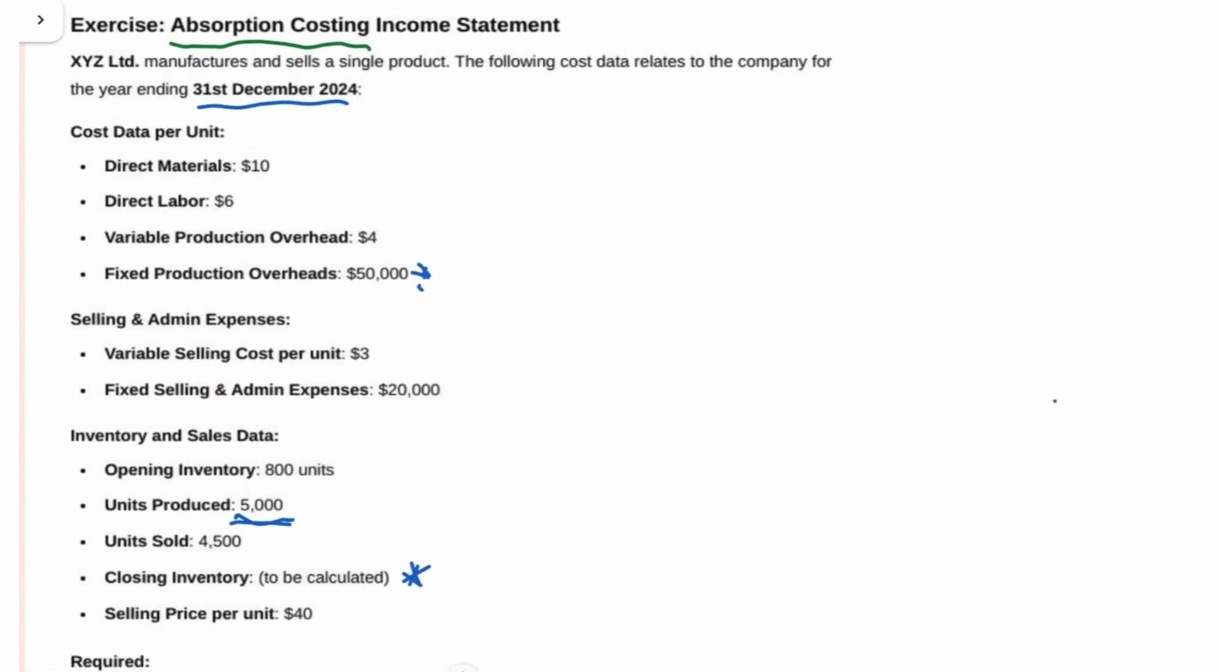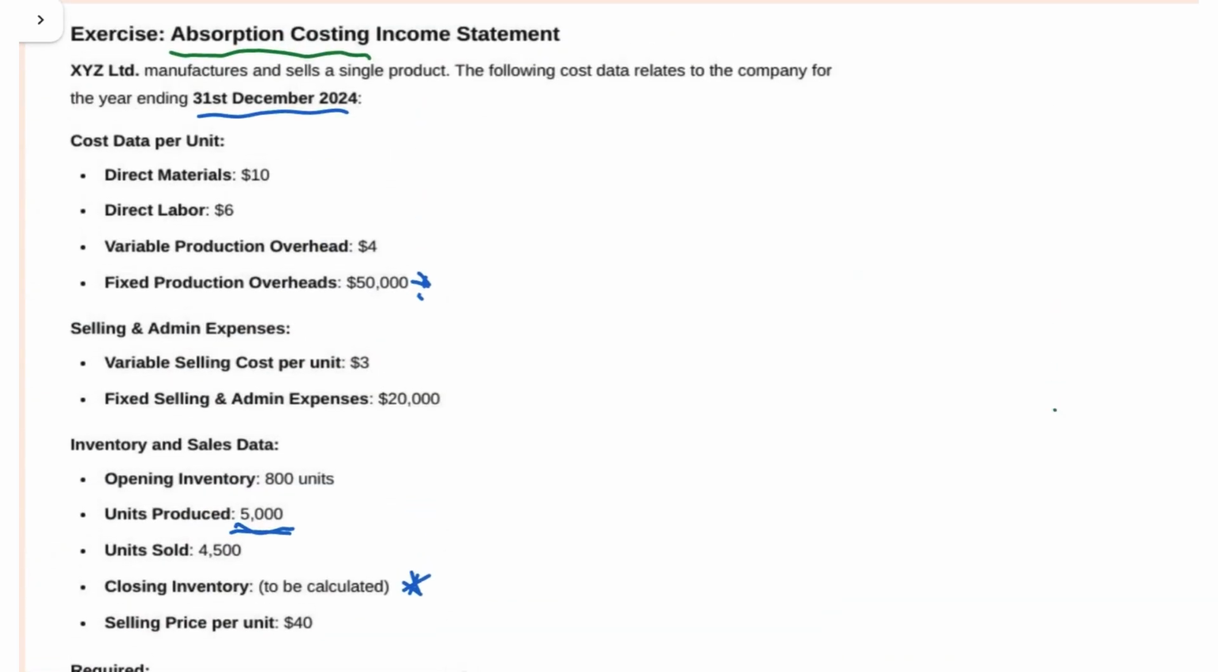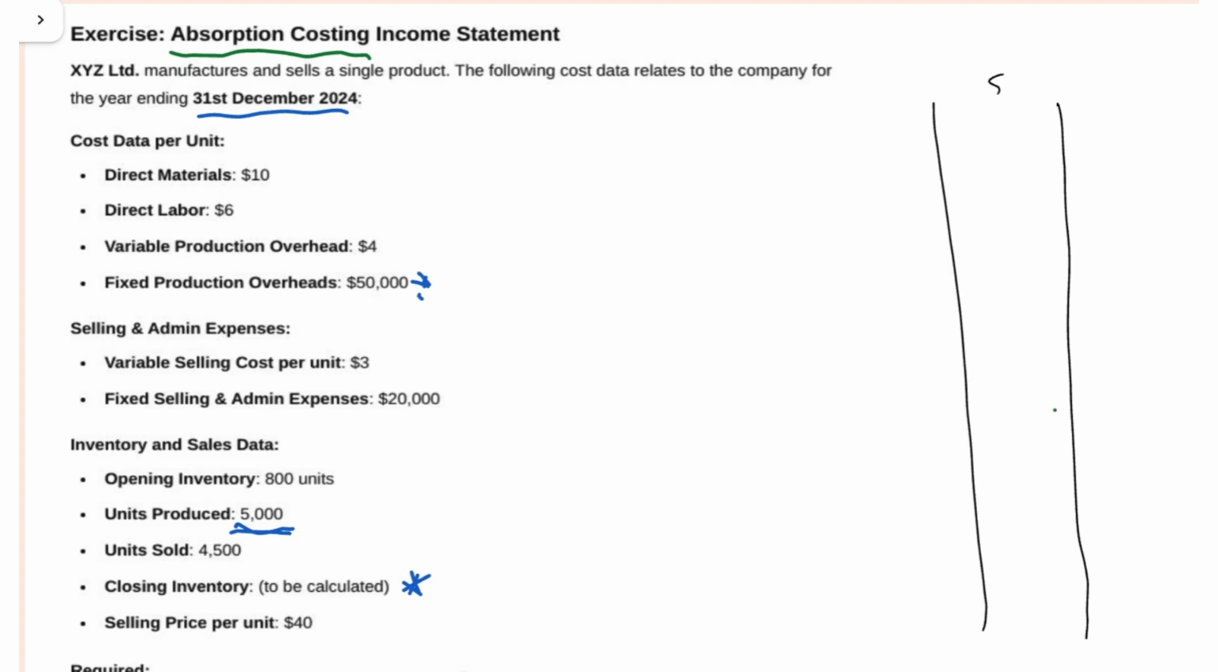So now we can start off with our income statement. To start off we can say our sales. Here I'll have two columns. So we start off with our sales. So what are our sales? What have we sold? It tells us we sold 4,500 units.